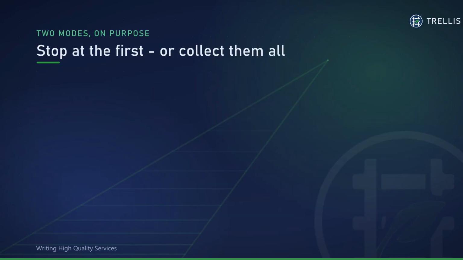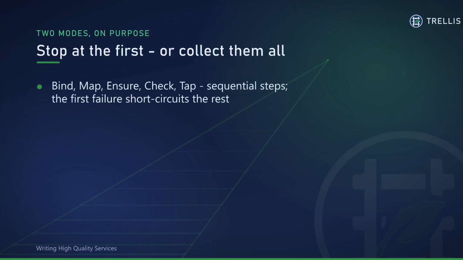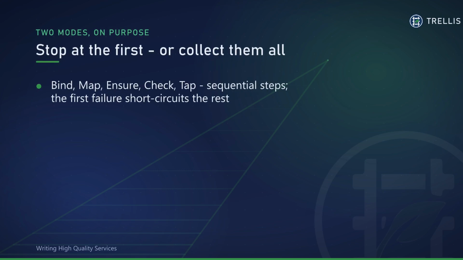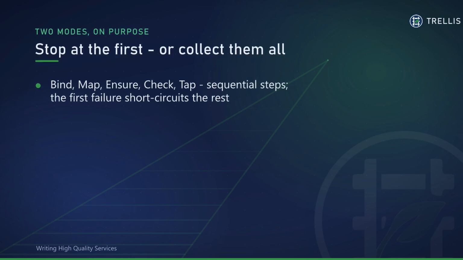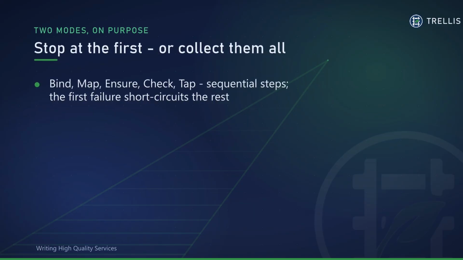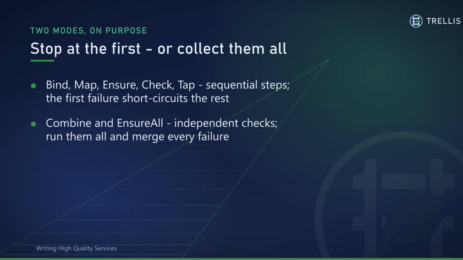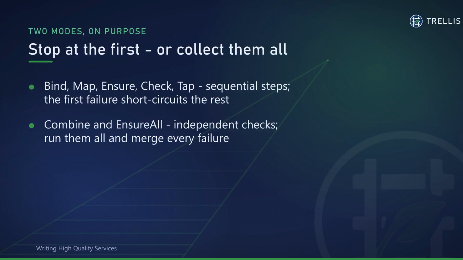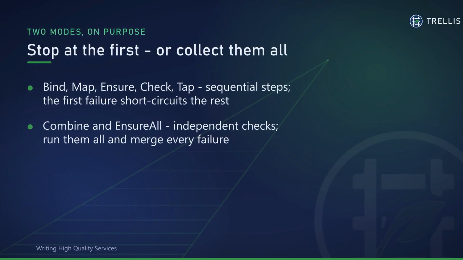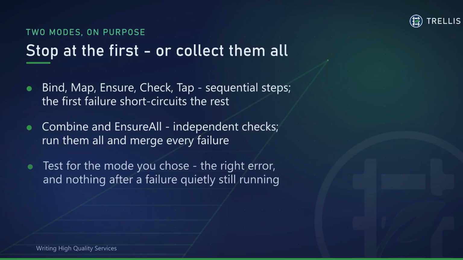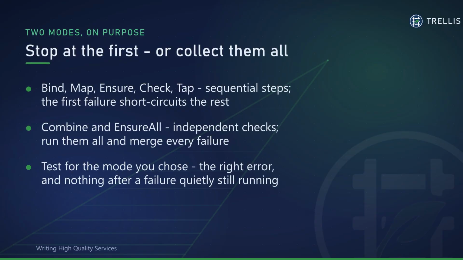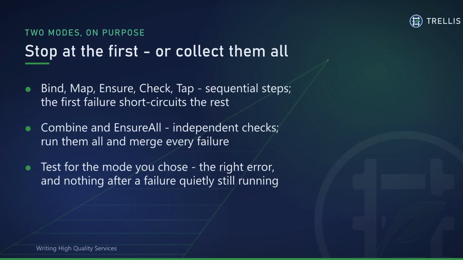So you have 2 modes, and you pick on purpose. When steps depend on each other, you can't apply a rule to a record you failed to load. You chain with Bind, Map, Ensure, Check, and Tap, and the first failure short-circuits the rest. When the checks are independent, like the fields of a form, you use Combine or EnsureAll to run them all and merge every failure into one. And whichever you chose, you test for it. The right error coming back, and nothing after a failure quietly continuing to run. Get that under test, and your pipelines behave exactly as written.